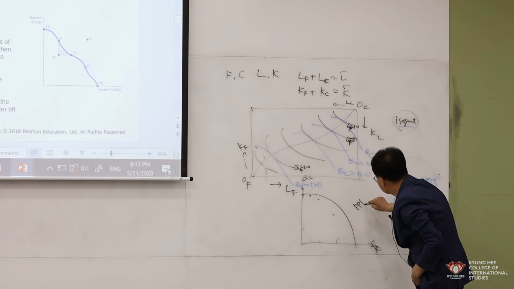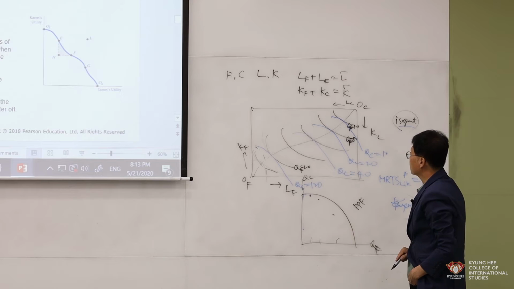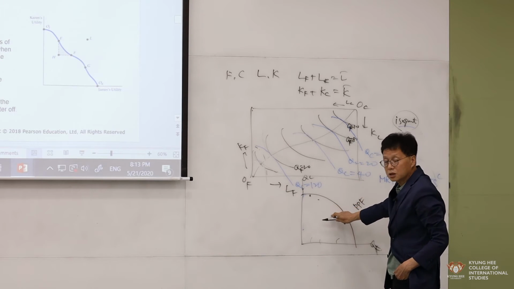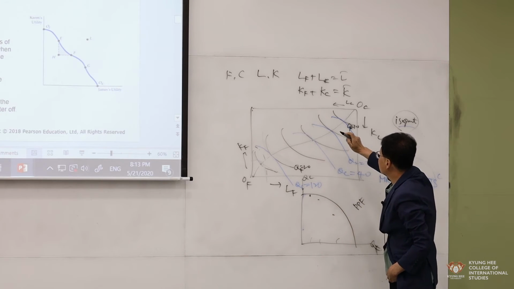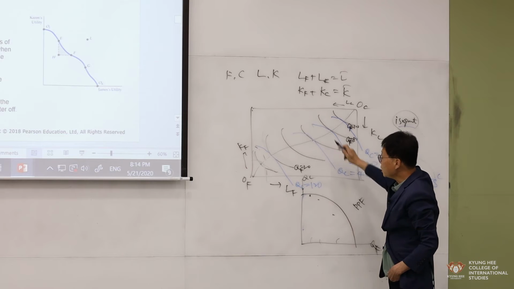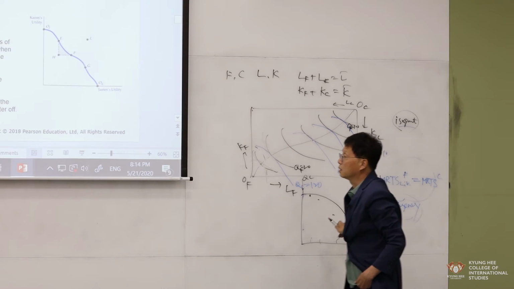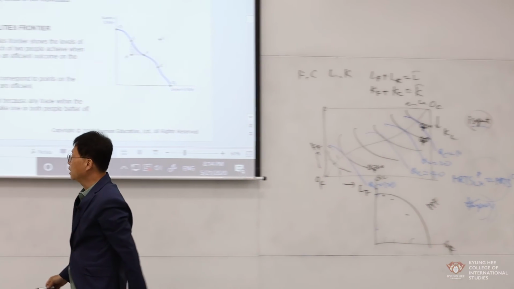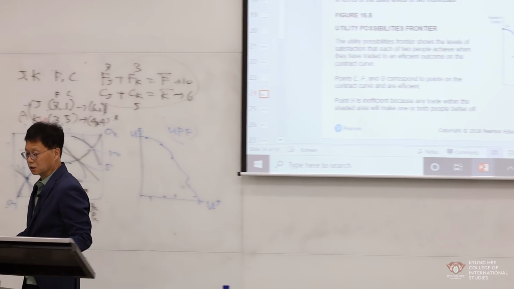So the production possibility frontier is derived from a contract curve in the Edgeworth box of labor and capital in food and clothing production, right? That is the Edgeworth box. Okay? Anyway, we go back to consumer theory again.